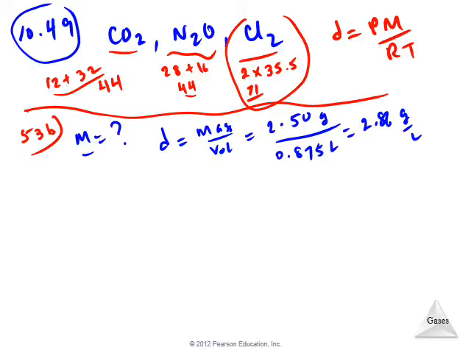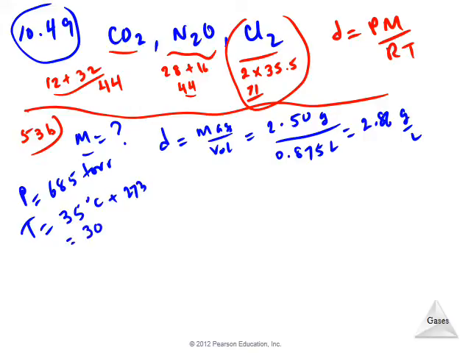Now pressure value is also given, so let's write down the value. Pressure is 685 torr. It's a good idea to write down the given information so that we can think better about how to solve the problem. Temperature needs to be in Kelvin. They gave you 35 degrees centigrade, so 35 degrees centigrade plus 273, and that gives you 308 Kelvin. Okay, so these are the values that we got.